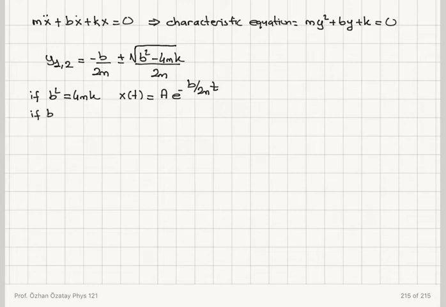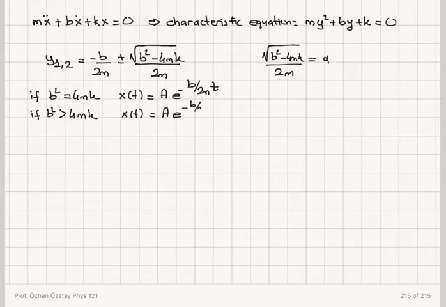If b squared is greater than 4mk, that is, the square root gives me a real number, then I will have a general solution of the form a times e to the minus b over 2m t e to the alpha t plus b times e to the minus b over 2m t e to the minus alpha t, where alpha is the square root of b squared minus 4mk divided by 2m, and a and b are arbitrary constants that are to be determined by the initial conditions.